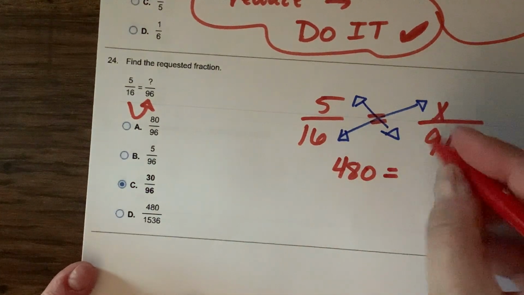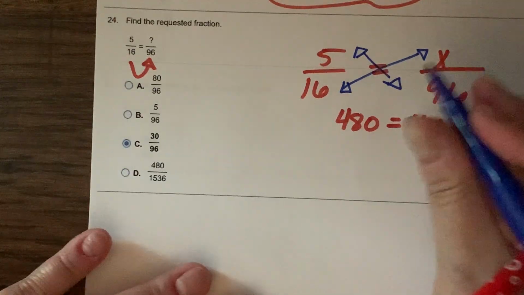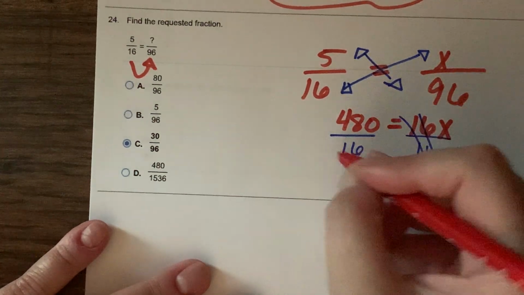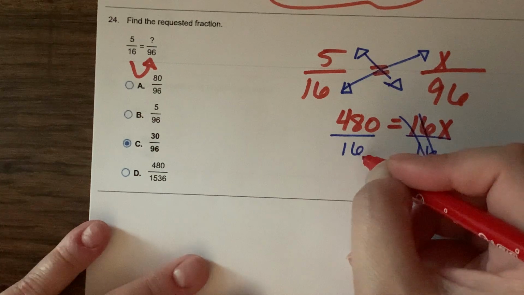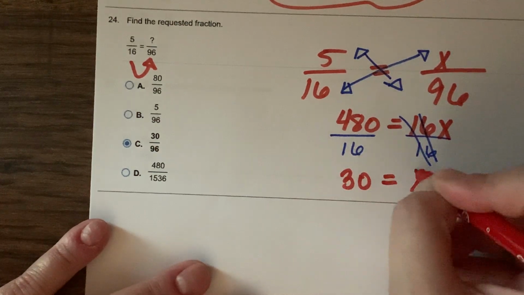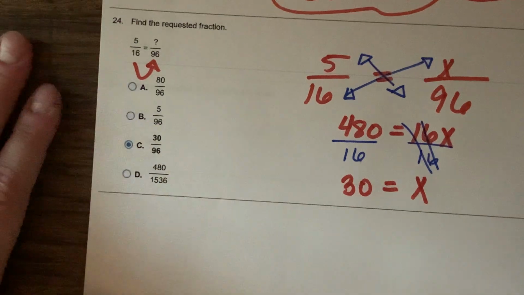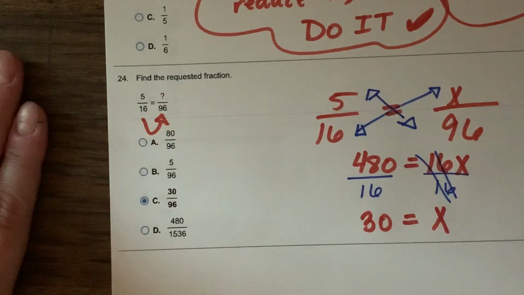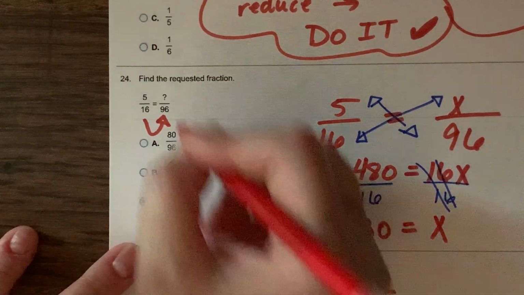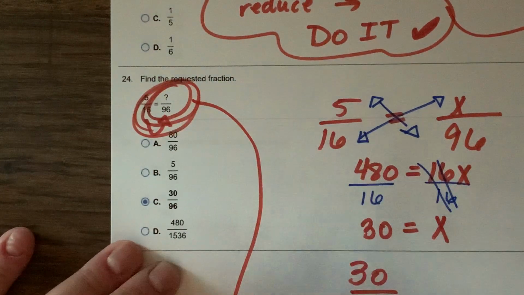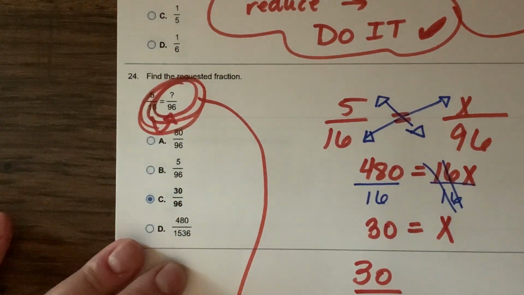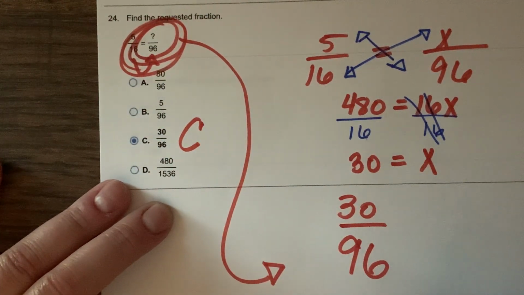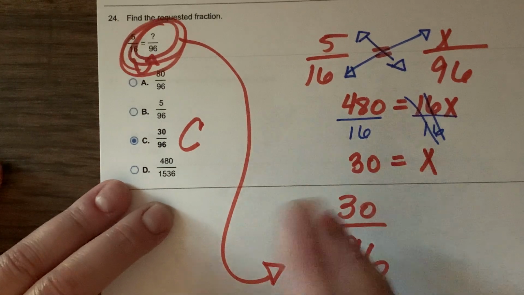And then x times 16 is 16x. Then divide by 16. And we should get 16, 32, 48. X equals 30. But the question wasn't asking for what's that question mark on the top. It's asking for the whole fraction. So 30 over, what were we over? 96. So it's not asking for the reduced piece, it's asking for before you reduce it.